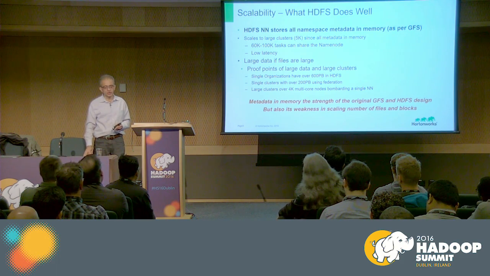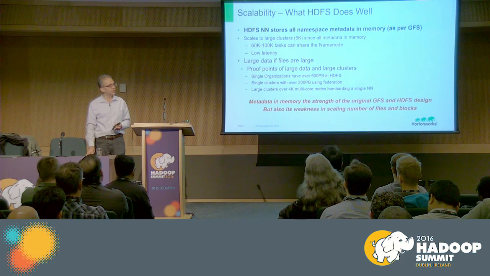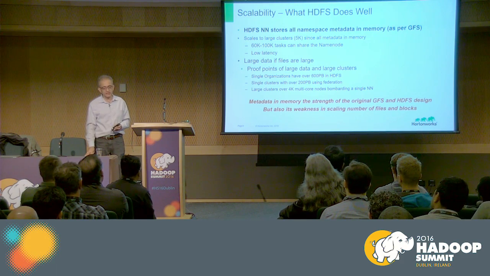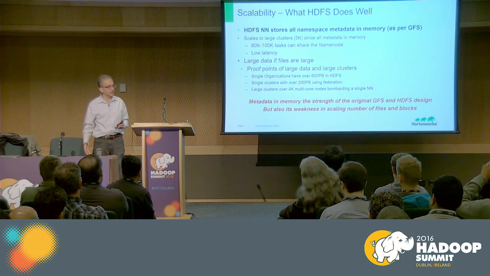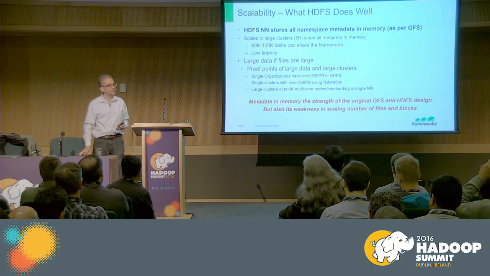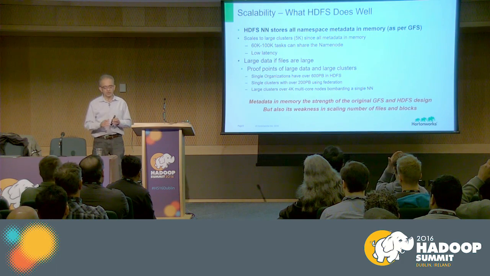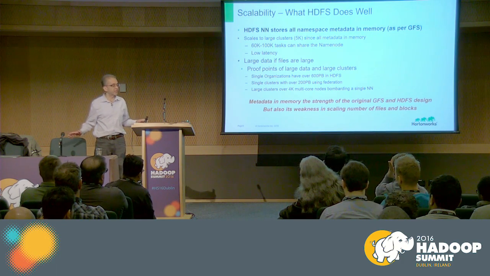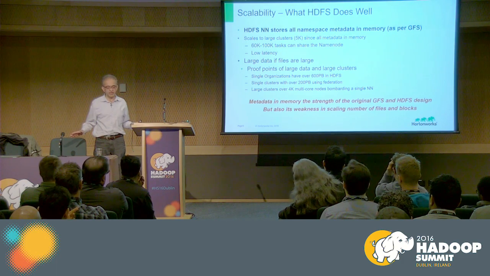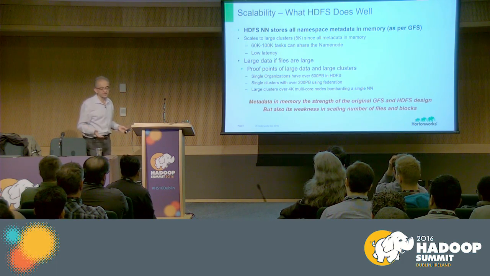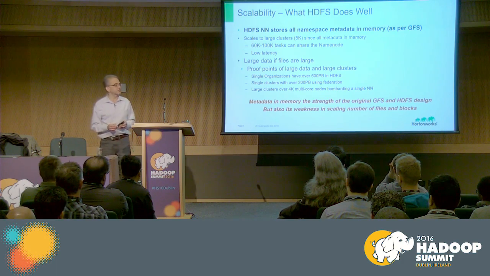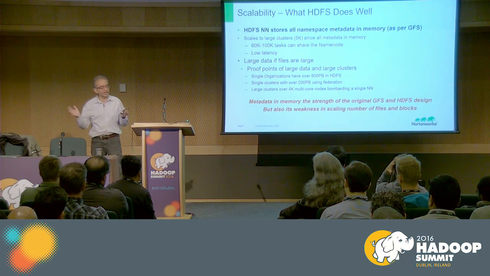Okay. So good news is it supported 60 to 100,000 tasks, low latency, but it only kind of works if you have large data. You can support a lot of large data if your files are fairly large. Okay, and there are proof points of large data and large clusters in production today. So single organizations have over 600 petabytes on HDFS. Okay, single clusters with over 200 petabytes are using federation, for example, at Facebook. Okay, large clusters over 4K multi-core nodes bombarding a single name node.